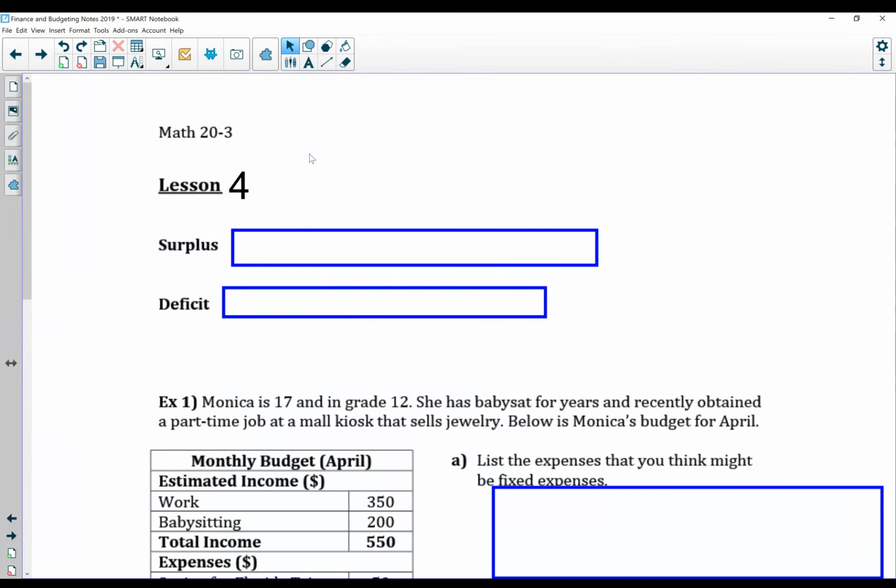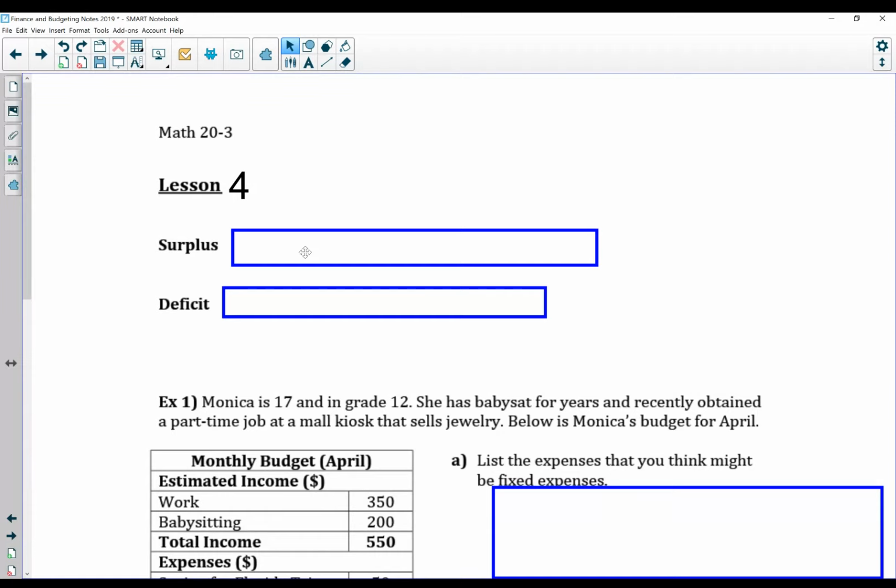Today we are talking about what a surplus is and what a deficit is, and then we're going to do a little bit of calculation with a budget to see if we can determine whether we are at a surplus or a deficit. So let me give you a couple of definitions.